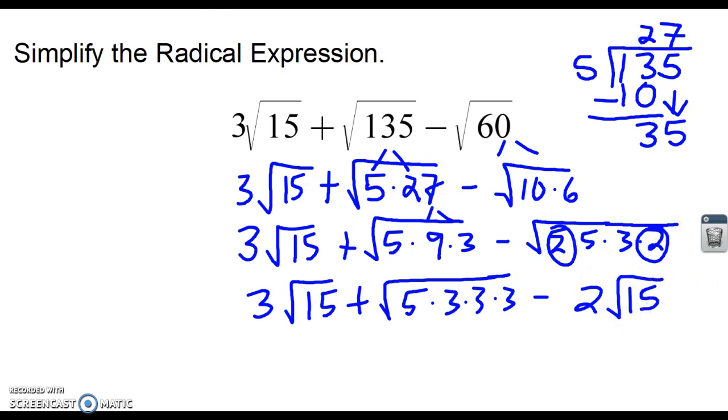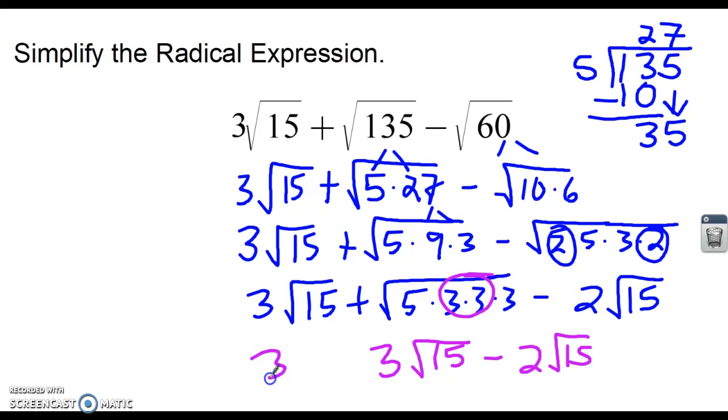What can I pull out of this one now? A 3. So I have 3 square roots of 5 times 3, which is 15, minus 2 square roots of 15. And then I still have the 3 square roots of 15 from the front. And notice how I had to pay attention. I brought everything down so I didn't lose anything.